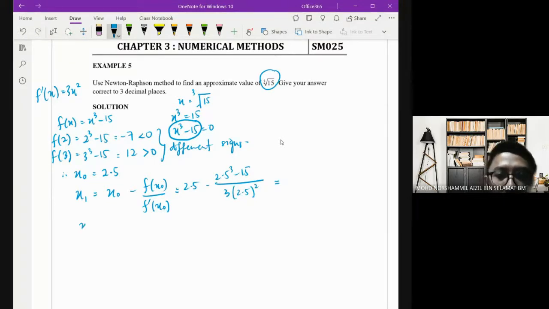Lepas tu you dapat, you calculate pula x2, calculate pula x3. And then how to stop. And then you will get the final answer. Is that okay guys? Boleh tak?